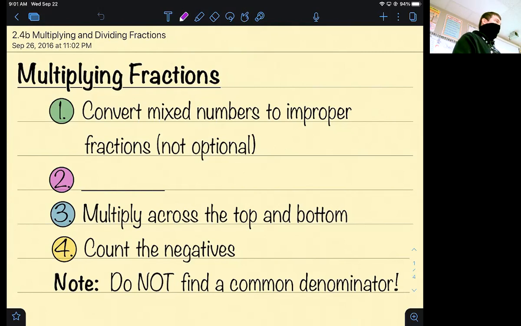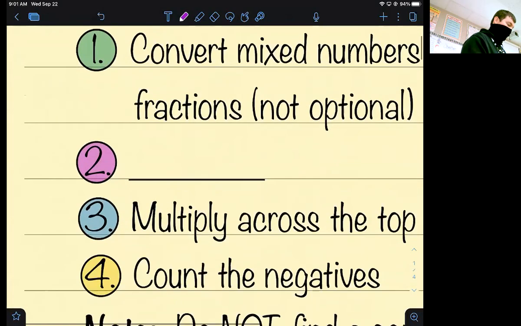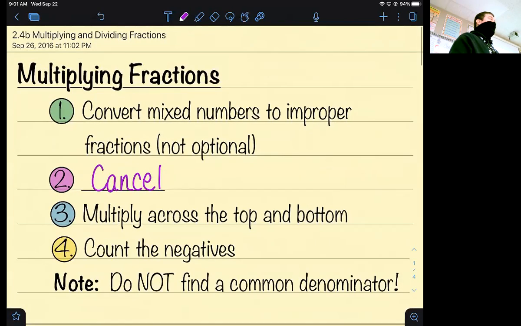The second step is a forgotten step that I think you're really going to want to use this year, and it's canceling. Okay, the second step is to cancel. Canceling is reducing before you multiply. Now, what happens to two numbers when you multiply them? What happens when you multiply numbers together? They get larger. Yeah. Is it easy to reduce numbers that are small or numbers that are large? Small. Canceling is going to save us a ton of time. And I'll show you more when we do some examples.